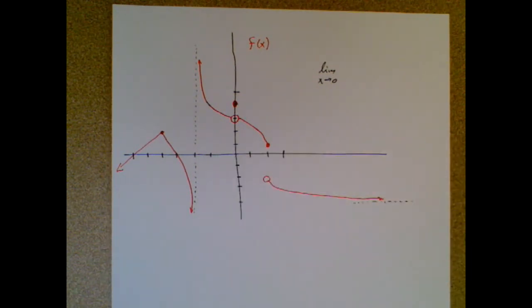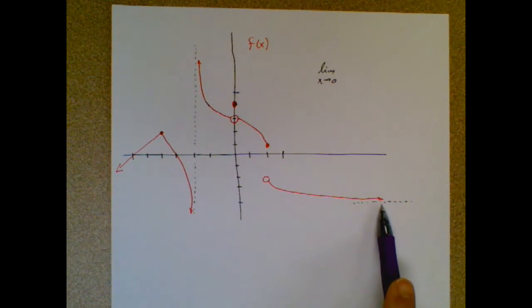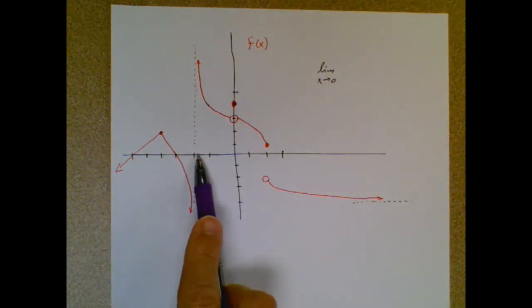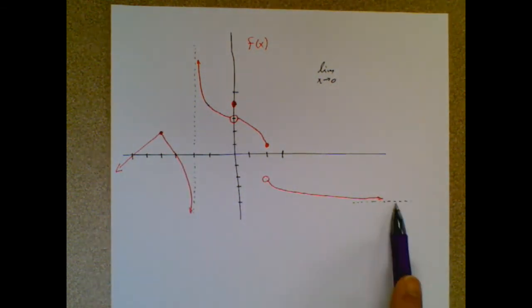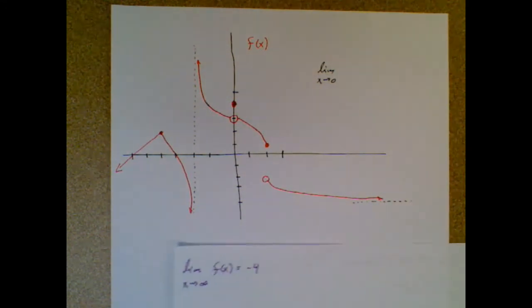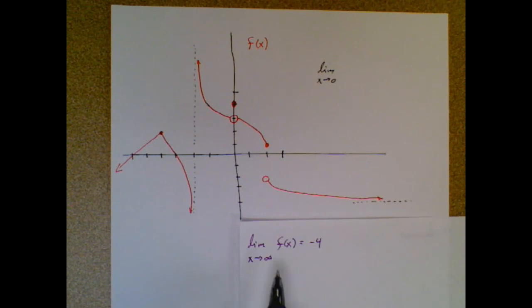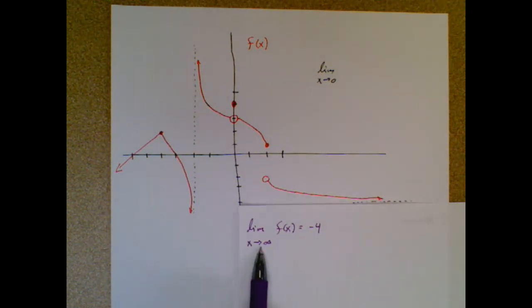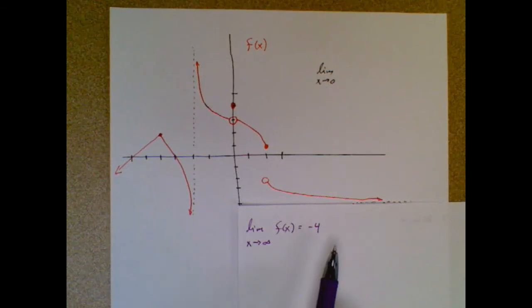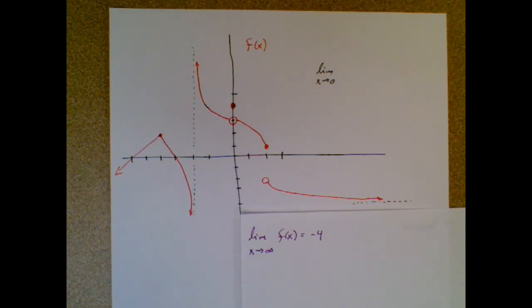And then let's do one more. Let's take a look at this. We're moving from a vertical asymptote to a horizontal asymptote. And at that horizontal asymptote, we can change that into math language by saying this. As my x values go out to infinity, my function f of x is approaching negative 4. And in a case like that, there's no left-hand limit or right-hand limit to think about.